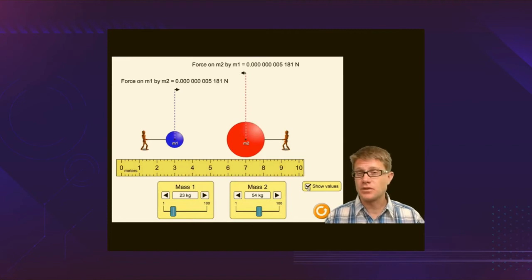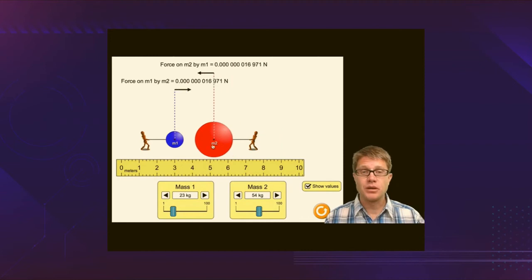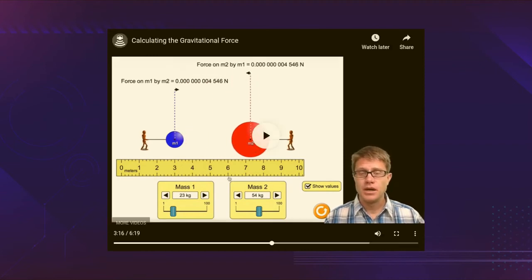Now, if we show the values, you see that those numbers are incredibly small. But what happens as we move them close to each other? The force gets larger. As we move them apart, it gets smaller. So again, that key concept: as you decrease the distance between the two, meaning the closer they are, there's more force, there's more attraction. The farther away you are, there's less force or less Fg.